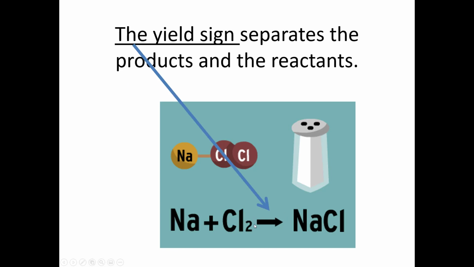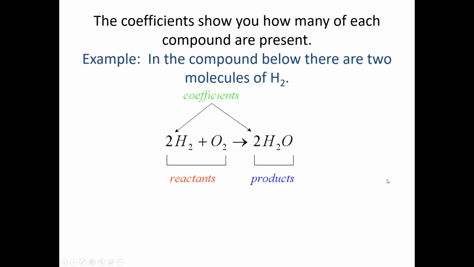And then in the middle, you're going to have this arrow, and this is called a yield sign. Usually the yield sign points to the right, but sometimes it can point in both directions, and that's when a chemical reaction is reversible, meaning it could go forward and also backwards. So for now, we're just going to see right pointing arrows, but this is basically like an equal sign. It's telling you this and this, add them together, and you'll get this on the other side.